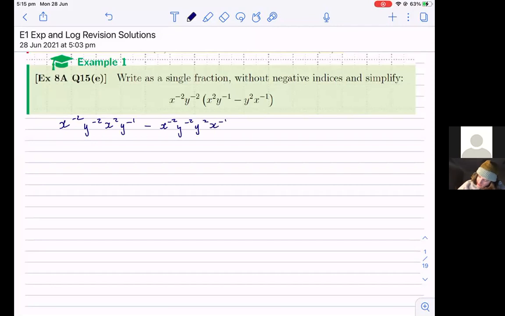So we get x to the minus 2 plus 2 is 0, y to the minus 2 take 1 is minus 3. Take x to the minus 3, y to the 0. Anything to the 0 is just 1. Y to the minus 3 is the same as 1 on y to the positive 3, 1 on x to the positive 3. So that was fairly simple.